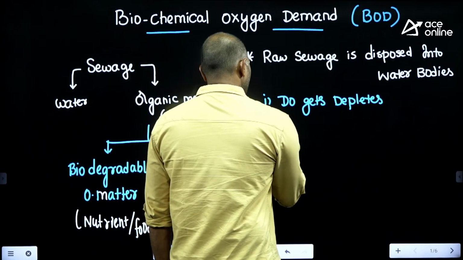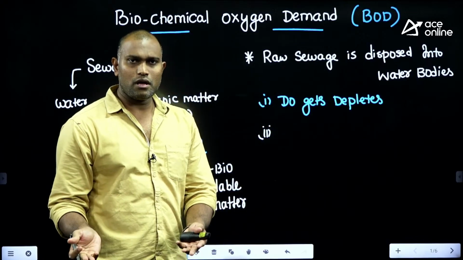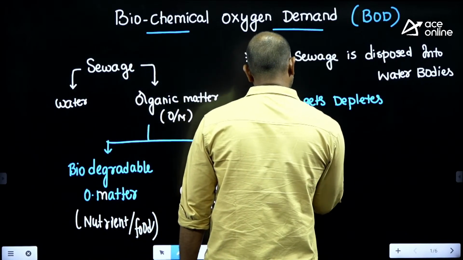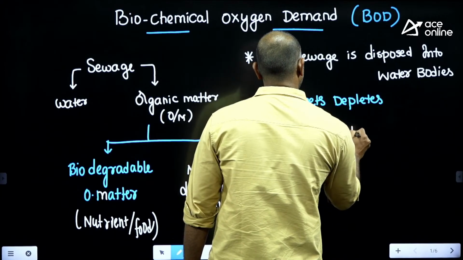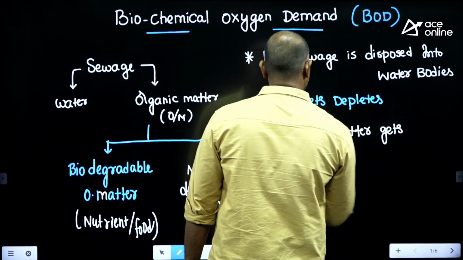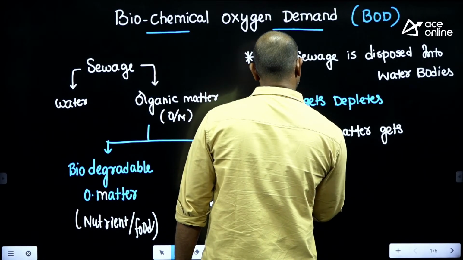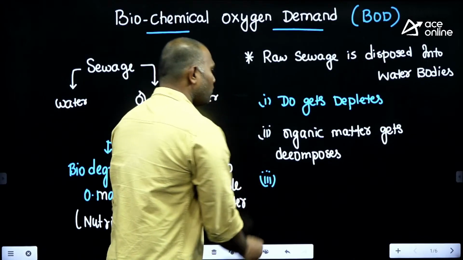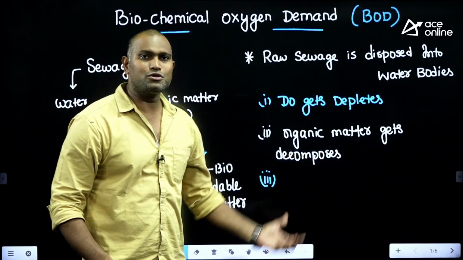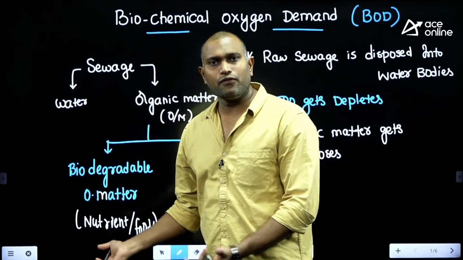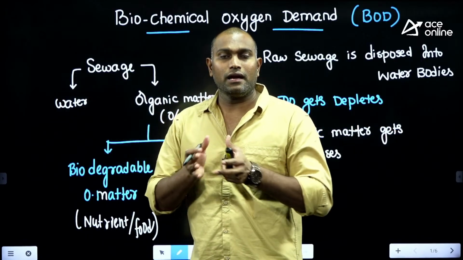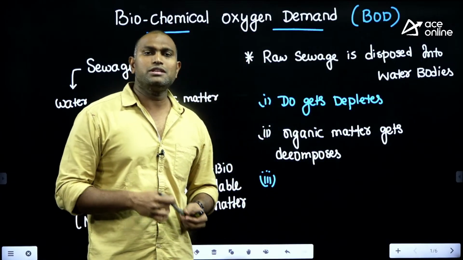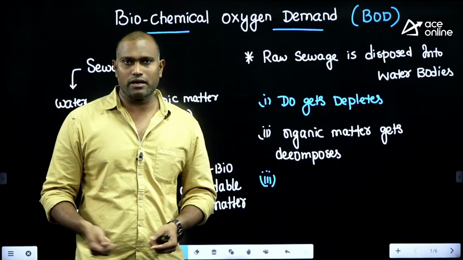Number two, who is going to deplete that? Microbes. Microbes consume the oxygen and decompose the organic matter. So organic matter gets decomposed. And this is going to be decomposed by whom? Bacteria. Bacteria eat the food, they grow, and the bacterial count, the pathogens count, will get multifold. Pathogens are nothing but bacteria, microorganisms, right?